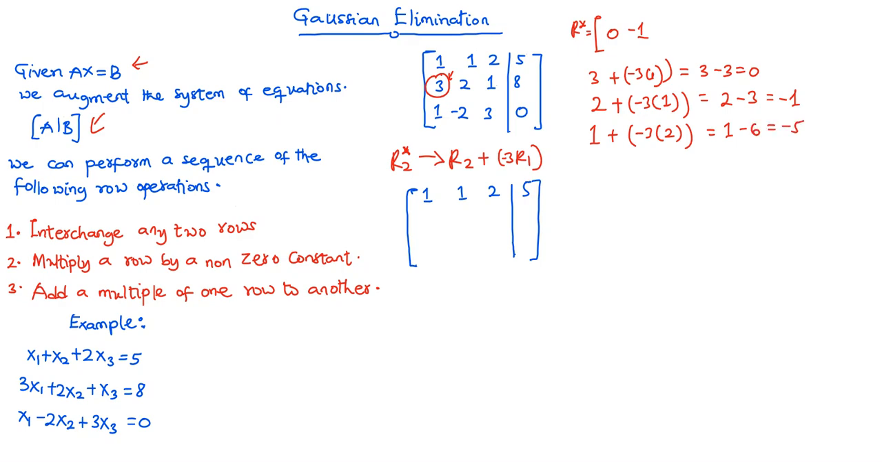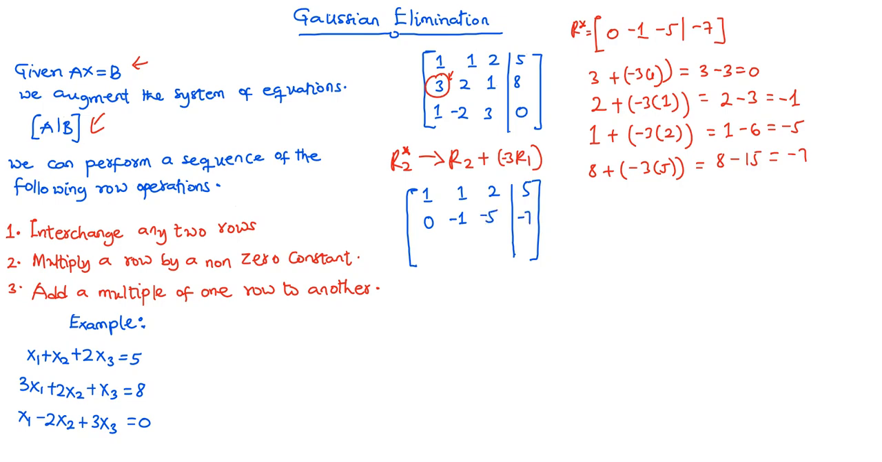Then bring the minus 5, and then the right hand side value, we have 8 plus minus 3 multiplying 5. That will be equal to 8 minus 15, which gives us a value of minus 7. So you have minus 7 here, and that becomes our new row 2 entry. So you are going to have 0, minus 1, minus 5, minus 7.